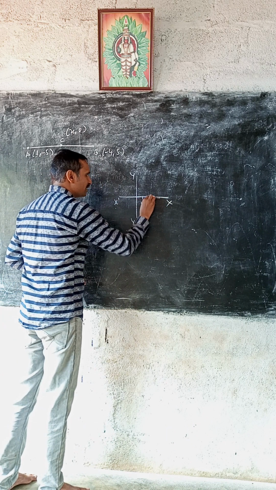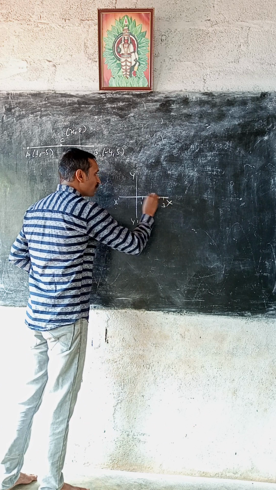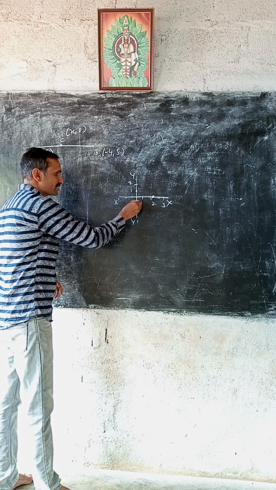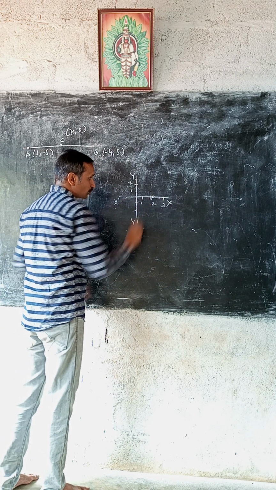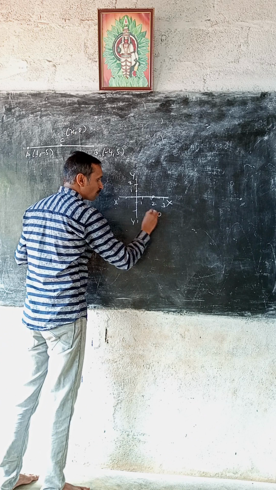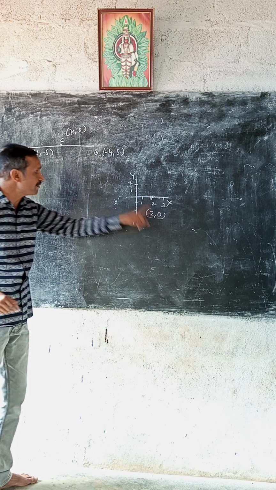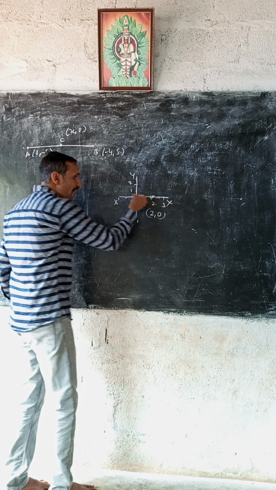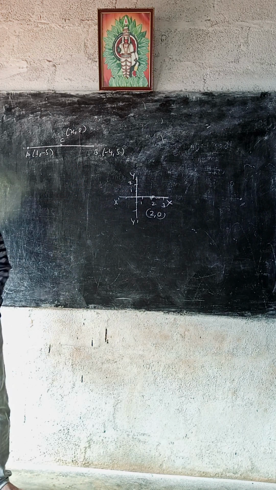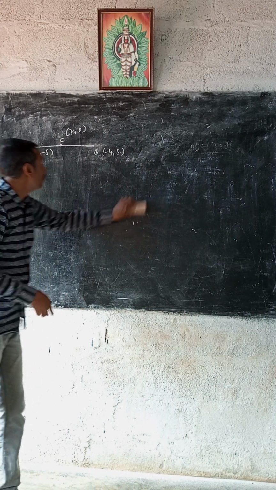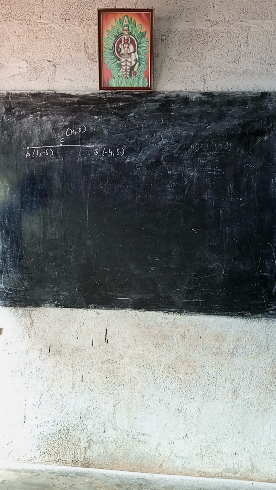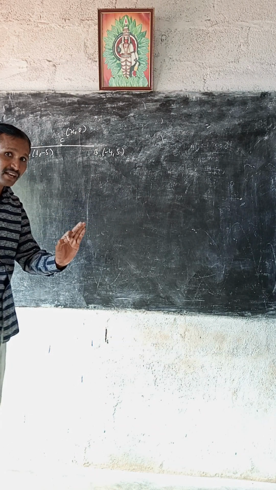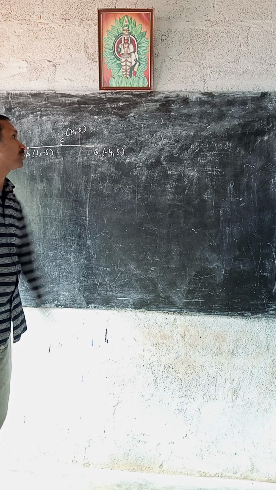Suppose here is 1, 2, 3, and here also 1, 2, like that, with plus and minus on each side. Here any point is there. What are the coordinates of that? 2, 0. That means the y value becomes 0 on the x-axis. If it is on the y-axis, then the x value will be 0. So I have written here x and 0, because the x-axis is given. If the y-axis is given, it has to be written x equal to 0.